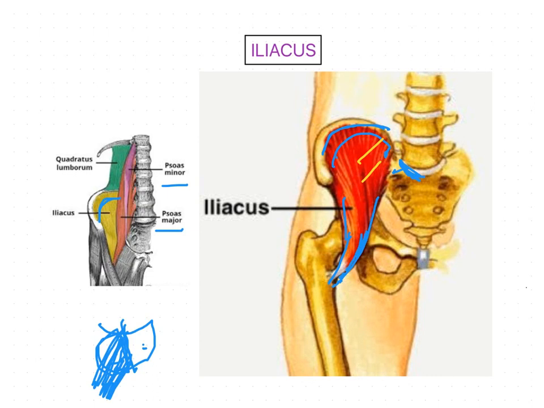If you see the action, with the help of the psoas muscle, it acts as a flexor of the hip joint. It acts as a flexor of the hip joint. So this is all about the iliacus muscle.